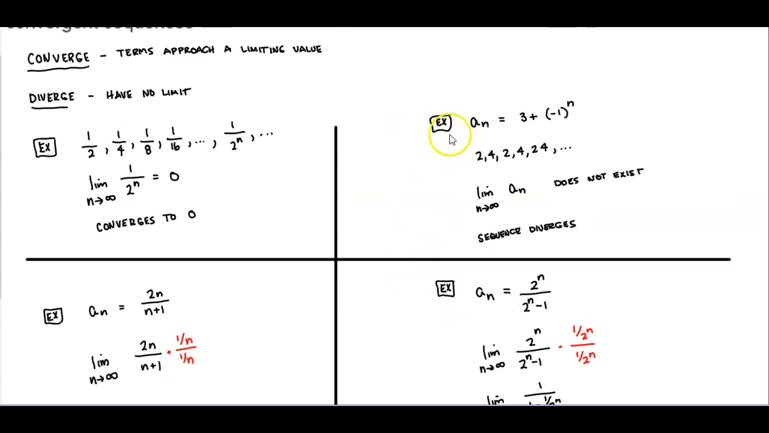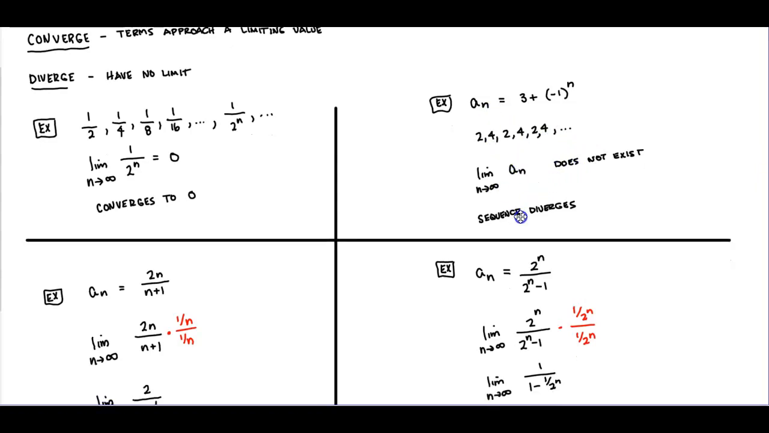Up in the top right, we're going to look at this example. So we have the sequence formula, a subscript n, which is equal to 3 plus negative 1 to the nth power. So every time we plug in a value of n, we end up getting this repeating sequence. And so this repeating sequence is telling us that we have 2 and then 4, 2 and then 4, and then 2 and 4. So because it keeps repeating, the limit doesn't exist. So the limit as n approaches infinity of that sequence formula diverges because the limit does not exist.